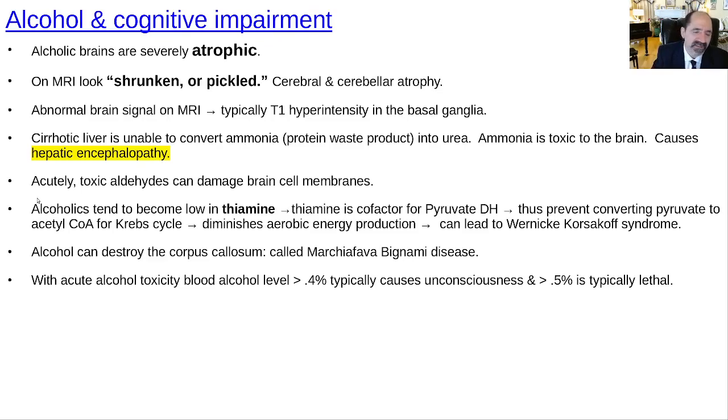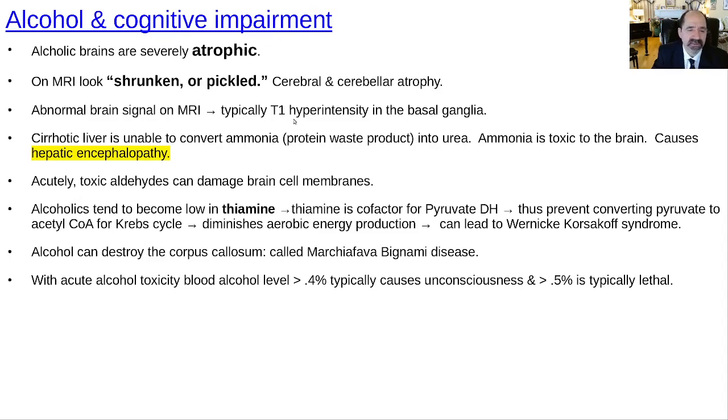I look at tons of brains, and I can tell you, alcoholic brains look terrible. They look 30 years older than they are. They're a disaster. Their brains are all shrunken and atrophied. It looks pickled. Sometimes they have abnormal T1 hyperintense signal in the basal ganglia.